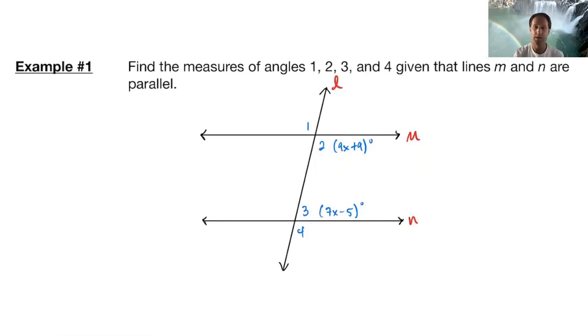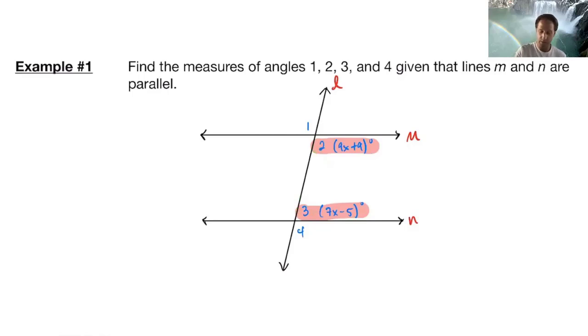Because I didn't give you any of them. I just labeled them. The only things I did give you were the fact that angle 2 is that length and angle 3 is that size. And so what do we know about angles 2 and 3? What type are they? Well, they're on the same side of our transversal, and they are both interior, inside of the parallel. And if you remember, these are definitely not the same. This is acute, this is obtuse, too big.